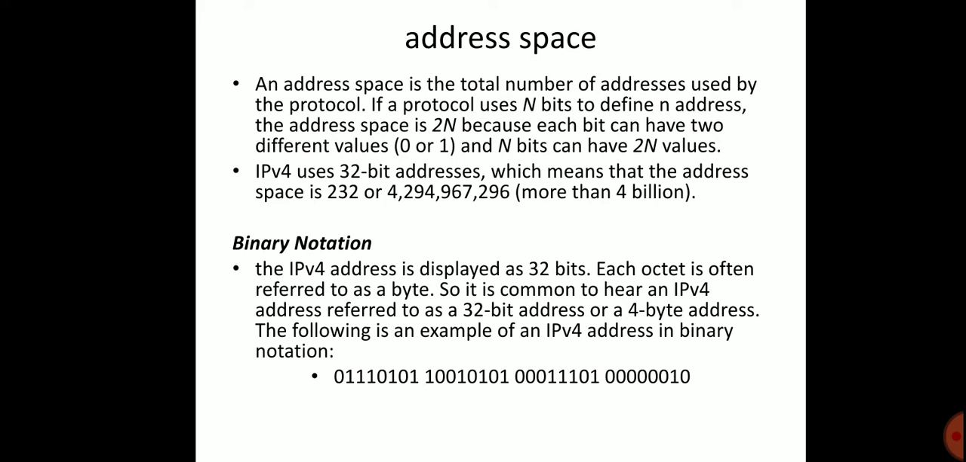In binary notation, the IPv4 address is displayed as 32 bits. Each octet is referred to as a byte. So it is common to hear an IPv4 address referred to as a 32-bit address or a 4-byte address. The following IPv4 address is in binary notation here.